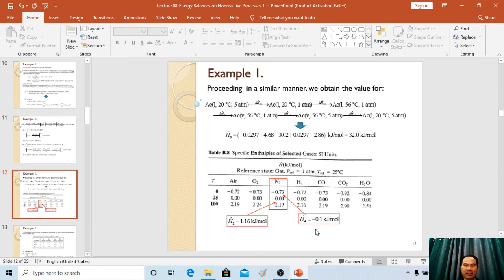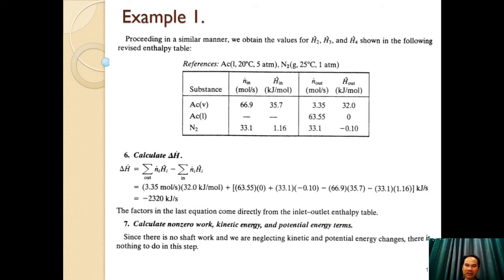And S4 is the nitrogen at 20 degrees Celsius. It is located between 0 and 25. The value is minus 0.73 and 0. After linear interpolation, you get minus 0.1. And then you have S1, S2, S3, and you substitute all terms in the table. For this case, you know N in, S in, N out, S out, for all of the streams. And then you calculate the delta S.